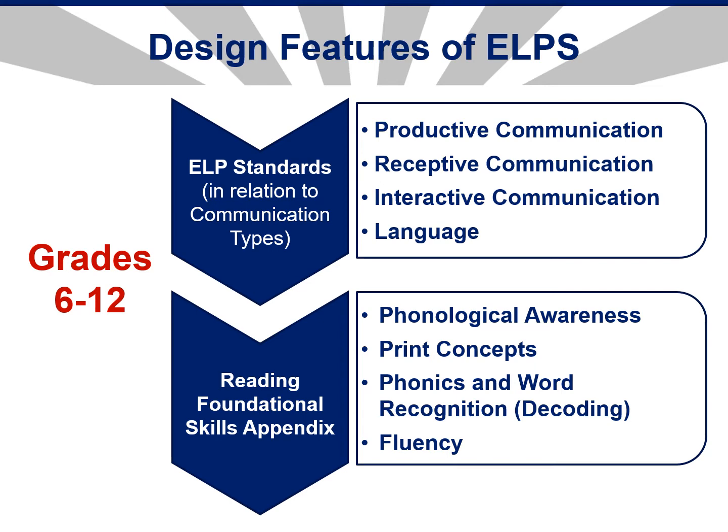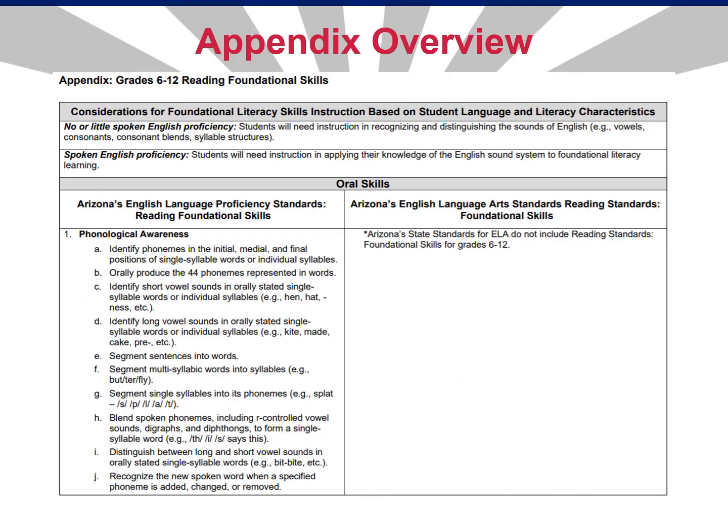You will notice the reading foundational skills in the upper grades include the same essential skill sets: phonological awareness, print concepts, phonics and word recognition, decoding, and fluency. This document is organized in the same way as grades K through 5. For all levels, the reading foundational skills are organized in 2 columns. The column on the left is Arizona's English Language Proficiency Standards, Reading Foundational Skills, and the column on the right is Arizona's English Language Arts Standards.